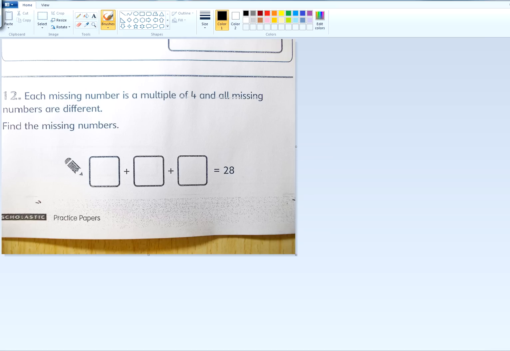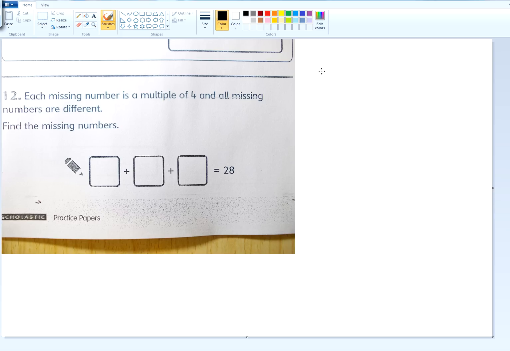Number 12. Each missing number is a multiple of 4 and all missing numbers are different. Now when they mention multiples of 4, what are we talking about? Yeah, the 4 times table. So we've got 4, 8, 12, 16, and so on.